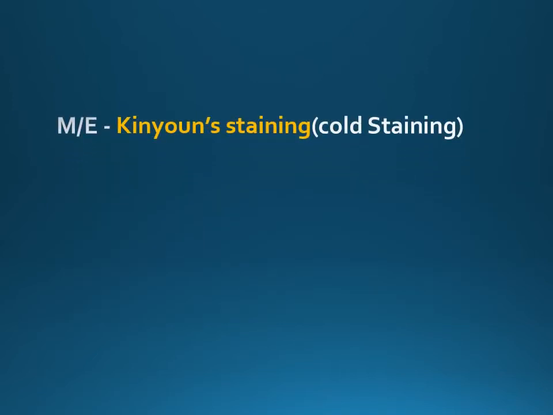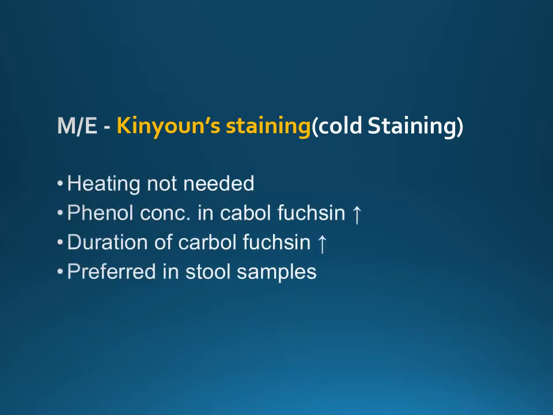Then second is the Kinyoun staining. This is known as the cold staining, because in this we are not heating the stain, whereas in ZN staining we are heating the stain. And in this what we do, that is the phenol concentration is increased in the carbol fuchsin, and the duration of staining we also increase. And usually it is preferred in those samples where we don't want morphological changes due to the heating. So usually we prefer it in stool samples, like in HIV patients, when we want to know about the coccidian parasites, there also we do the modified staining, so there we can go for the Kinyoun method.